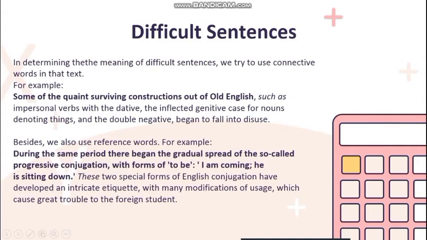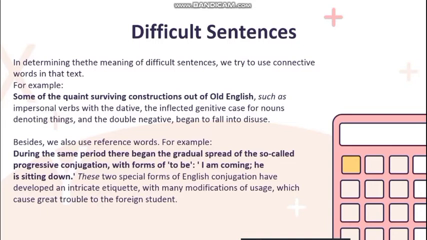And besides difficult vocabulary, we also find difficult sentences. In determining the meaning of difficult sentences, we try to use connective words in the text. For example, we don't know the meaning of the sentence, some of the quaint surviving constructions out of Old English. What is meant by quaint surviving constructions? So we try to analyze the meaning from the connective words in the text itself. And the connective words is such as the italic one here.